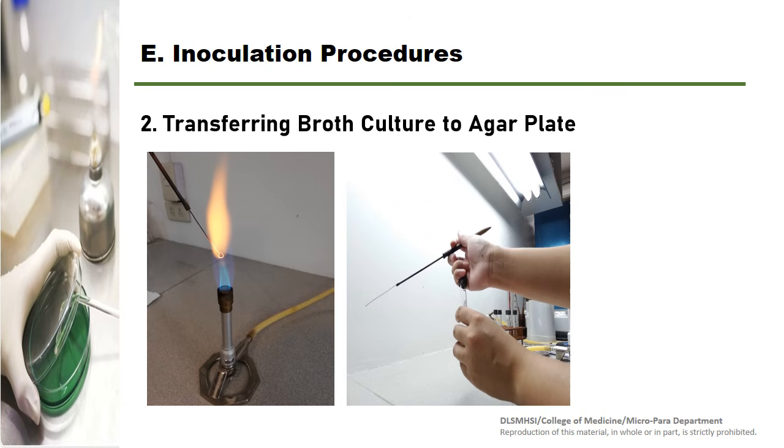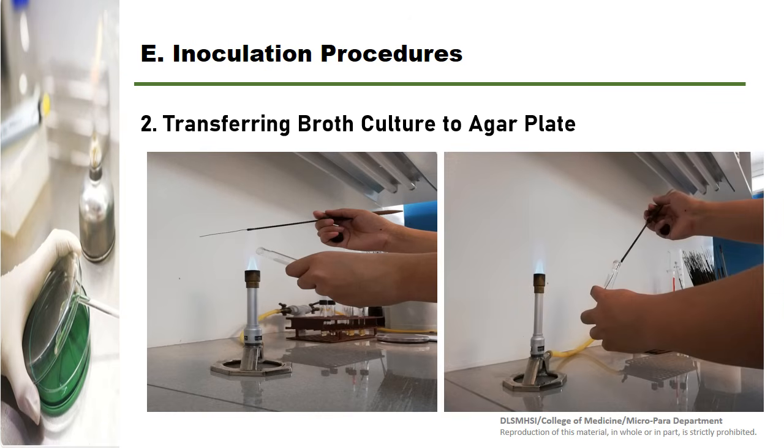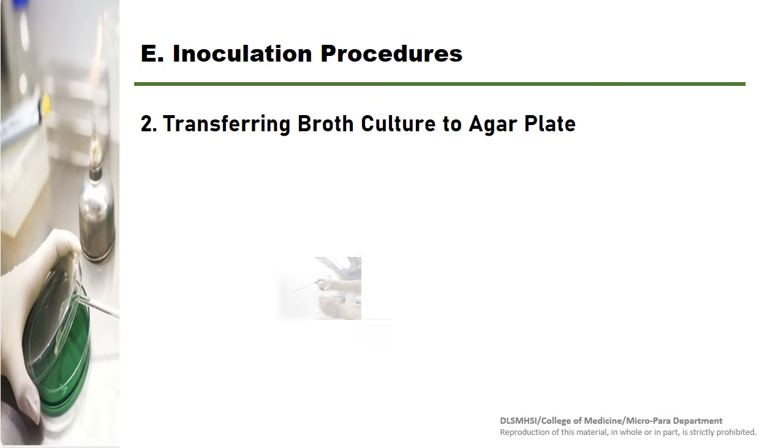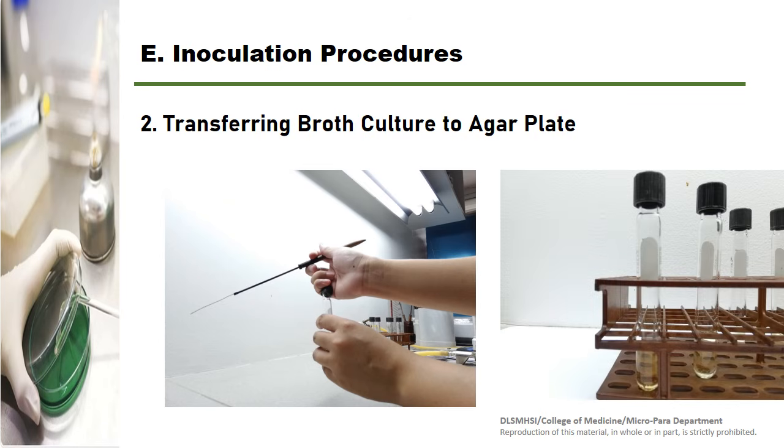So this time we have our broth culture. Then again, flame the mouth of your broth culture tube and then insert the sterilized loop to obtain a loopful of your inoculum. While still holding the loop containing the inoculum, again flame the mouth of your tube and return the plug. After returning the plug, return the tube on the test tube rack.